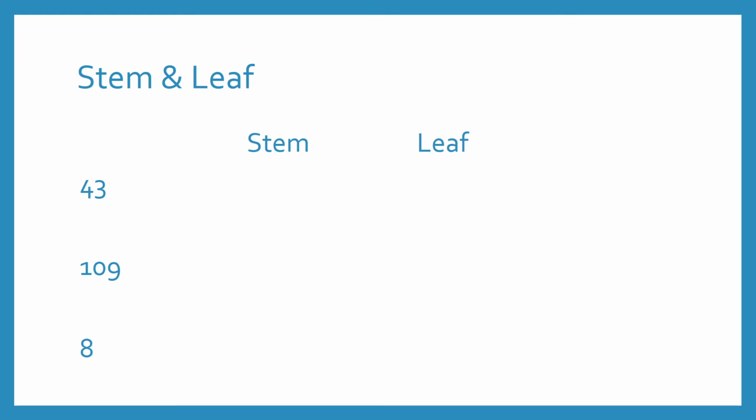So we have our leaves, the easiest one, and that's just our last digit. That's the number that goes in the units column of our number. Then we have a stem, and that's the remaining number at the front.